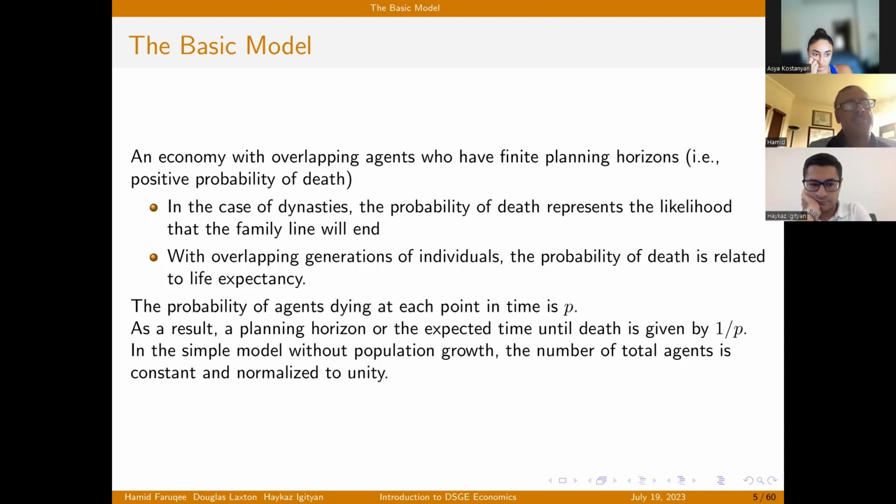What this does is add the finite horizon feature to the OLG framework. And to keep the population constant, which is what we'll start with, there's also a birth rate equal to the death rate. So there's an arrival rate that's the same as the exit rate, which keeps the size of the total population constant, at least for now. And to keep things simple, we'll normalize the size of the population to 1, to unity. Okay, next slide, please.